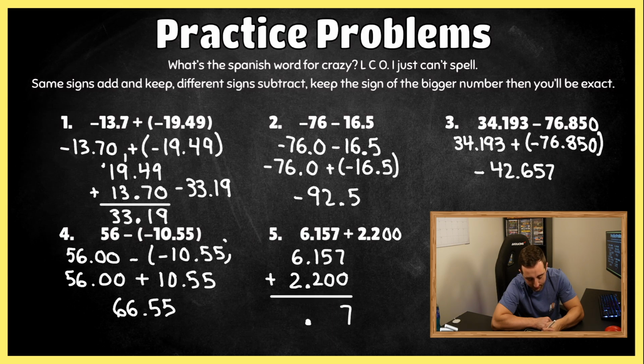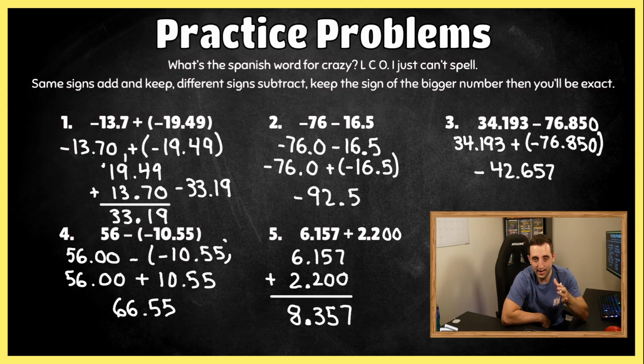7 plus 0 is 7. 5 plus 0 is 5. 1 plus 2 is 3. Decimal point's already there. 6 plus 2 is 8. And same signs add and keep, so we keep it positive. And that is it for our 5 practice problems for today.